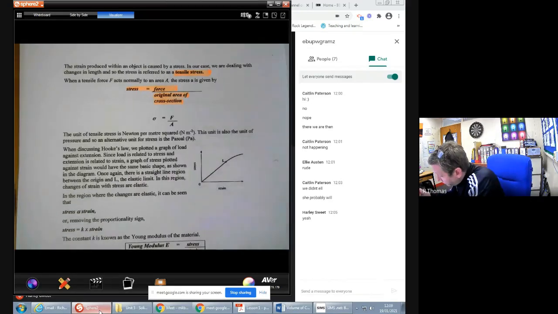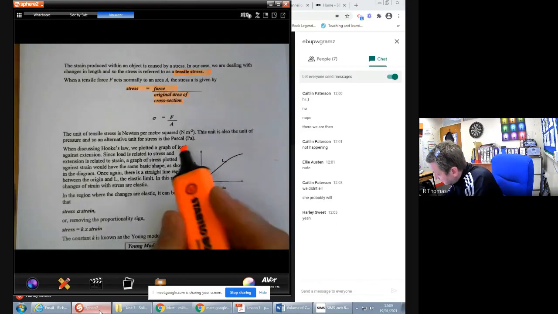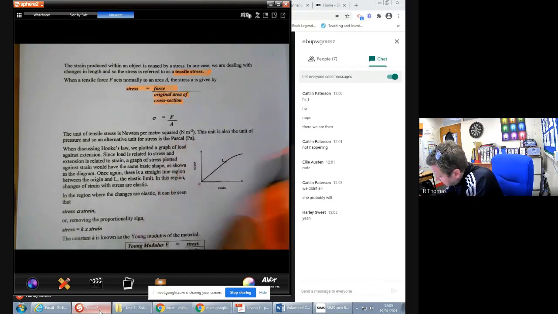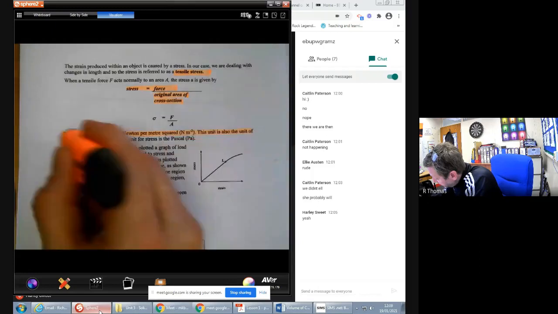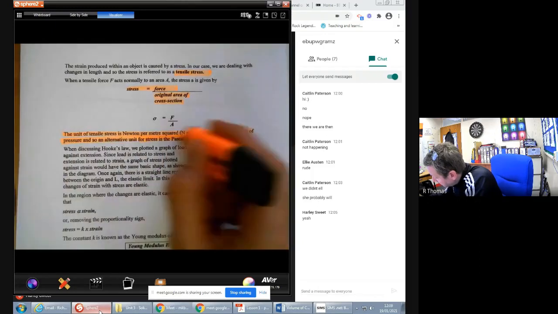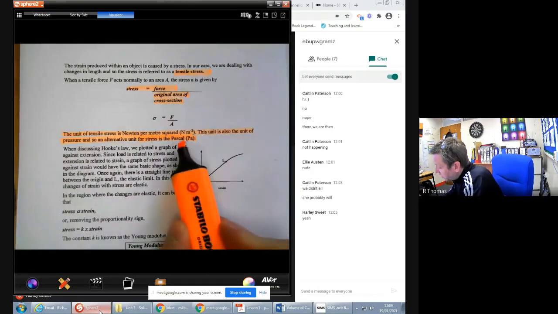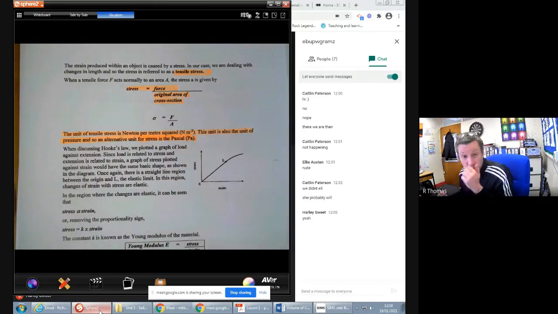The unit of pressure that you would have done at GCSE is the Pascal. But of course, we're not thinking of it as a pressure, we're thinking of it as an extension. So we're going to use newtons per meter squared. There's two new things for you here: stress, force divided by area, and strain, extension divided by length.